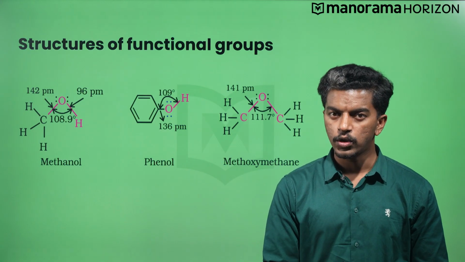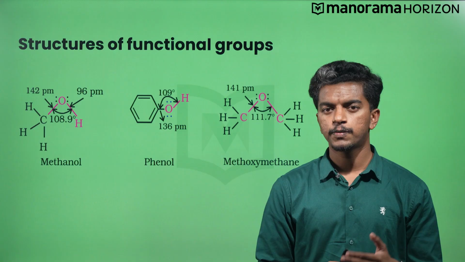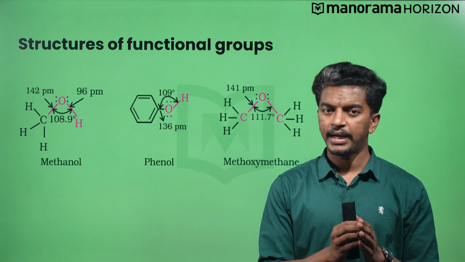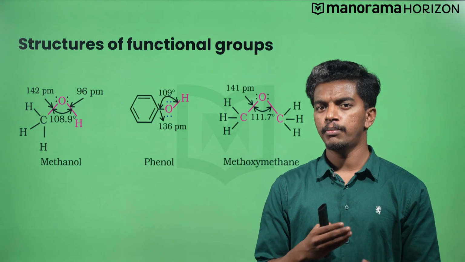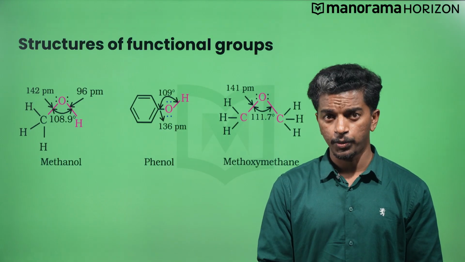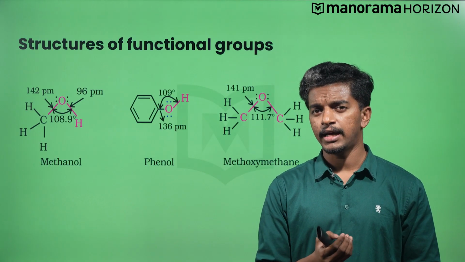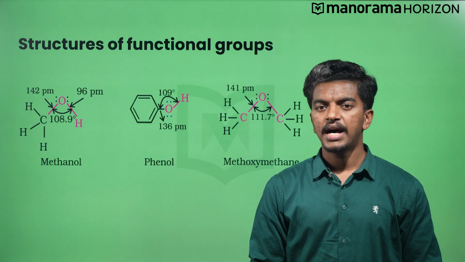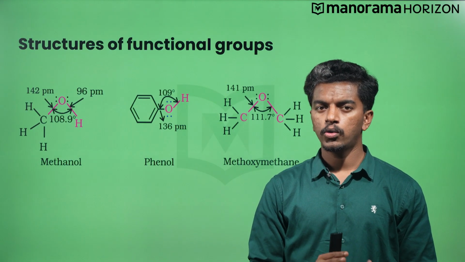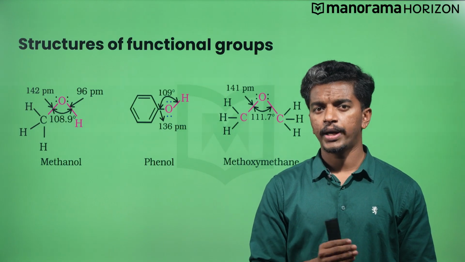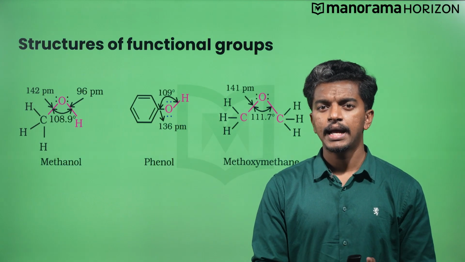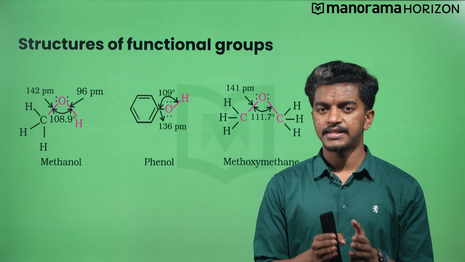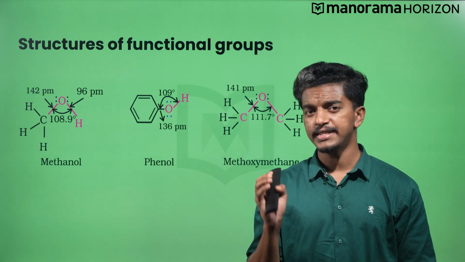In the case of phenols, the OH group is attached to an sp2 hybridized carbon of an aromatic ring, and the carbon-oxygen bond length is 136 picometer, which is slightly less than that of the methanol. This is due to the partial double bond character on account of the conjugation of unshared electron pair of oxygen with the aromatic ring, and also due to the sp2 hybridized state of carbon to which oxygen is attached.